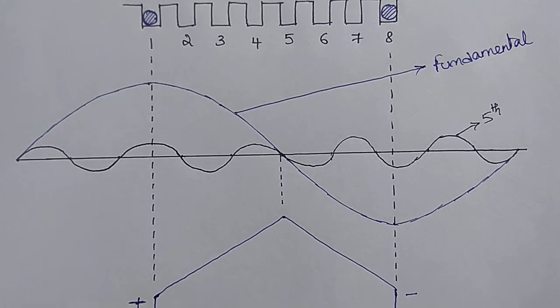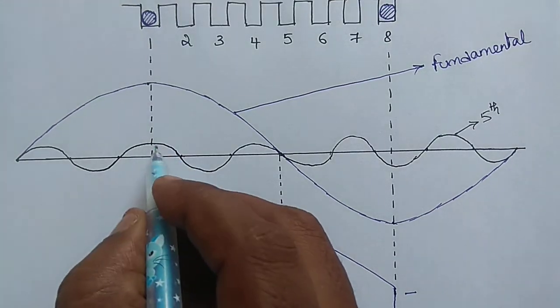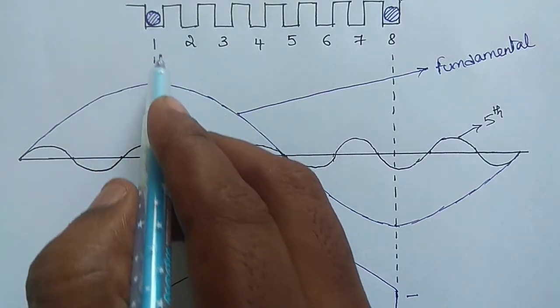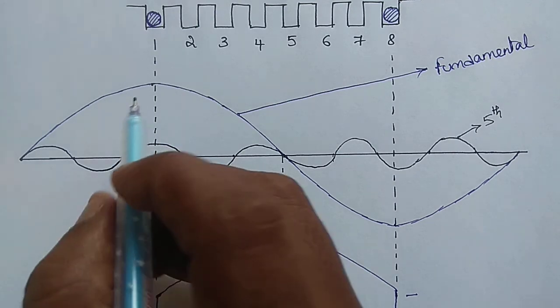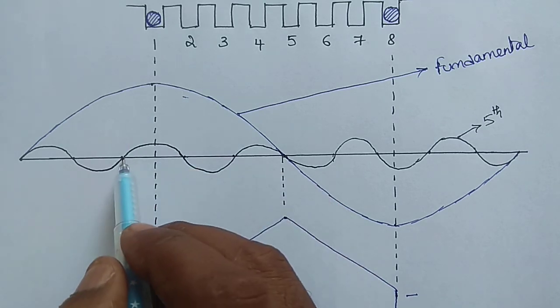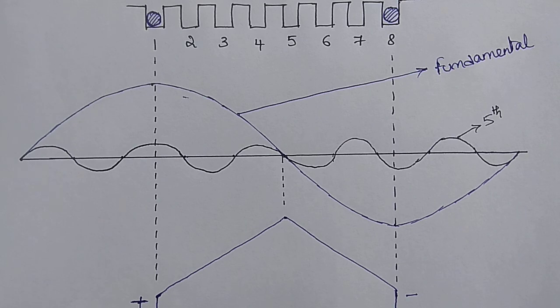Now in the fifth order harmonic, the same conductor is present here. At this slot number 1 position, the fifth order harmonic is positive. The fundamental is also positive. So like the fundamental, the fifth order harmonic also induces some EMF here, one more EMF with the same polarity. So E5 comes into the picture due to the fifth order harmonic, which is in the same direction as the fundamental.